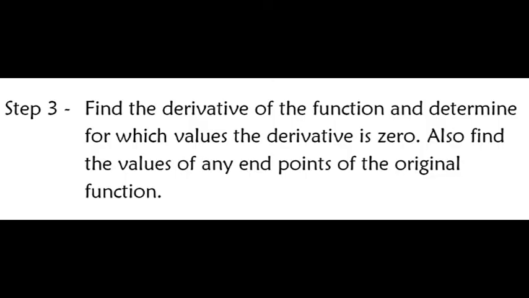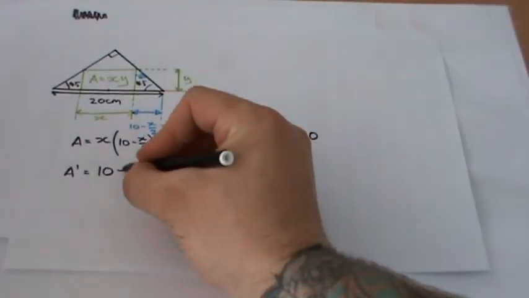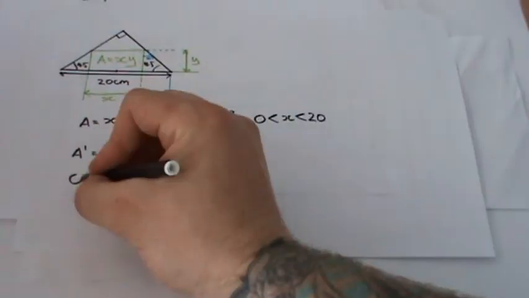For step 3, we're going to find the derivative of the function and determine for which values it's 0. You also want to find the values of any endpoints, and these form what we call critical points, and we analyse them in the final stage. So we're just going to differentiate this down to 10 minus x. We set that to 0 and we find that x equals 10.